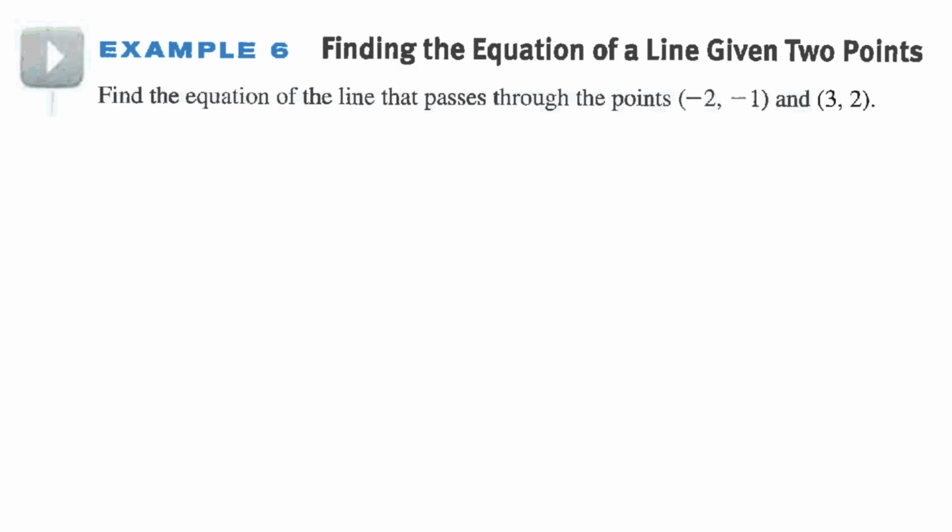Okay, if you have 2 points, we can find the equation. First thing we have to do is find the slope. So m equals, subtract your y's, negative 1 minus 2, over, subtract your x's, negative 2 minus 3, negative 3 over 5. And then we're going to use our point slope, y minus, pick a y, either this one or this one. I'm going to pick the second one just because it's already positive.